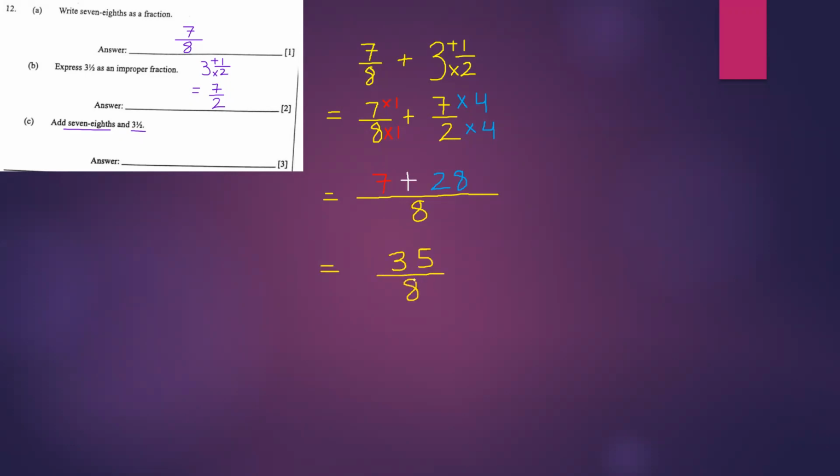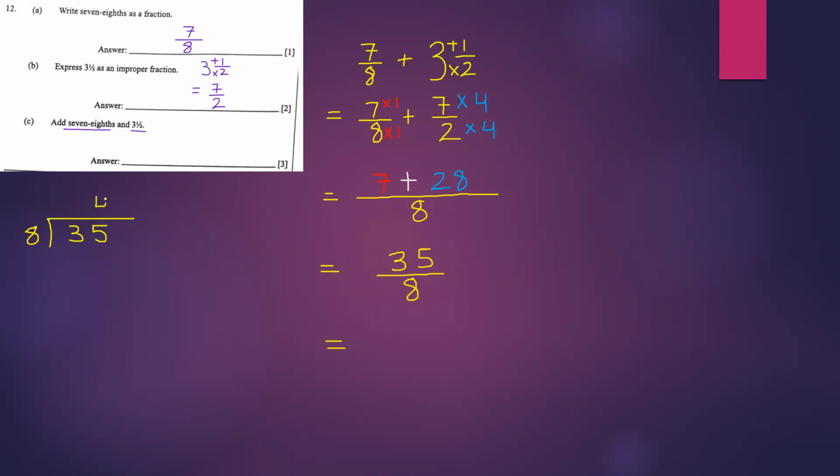Is this our final answer? Yes, sir. No, we have to change it into a mixed number. It's already an improper fraction, so you have to change it into a mixed number. So 8 into 35. How many times does 8 go into 35?